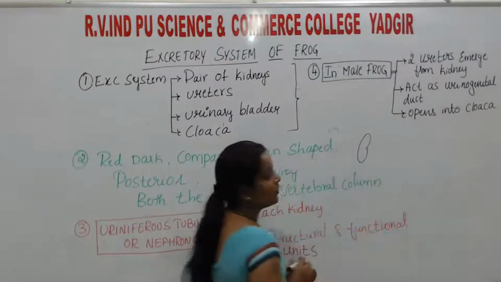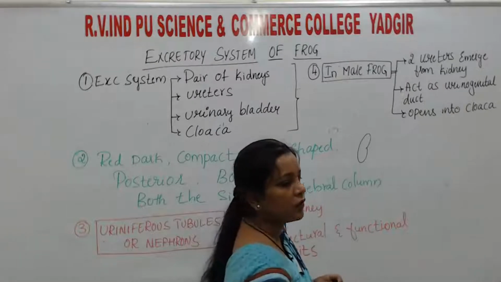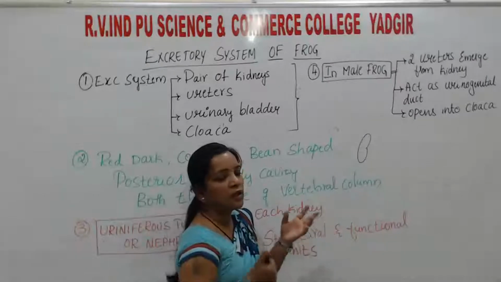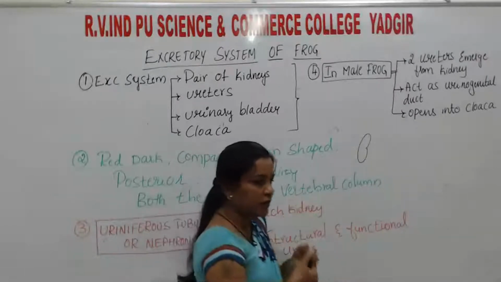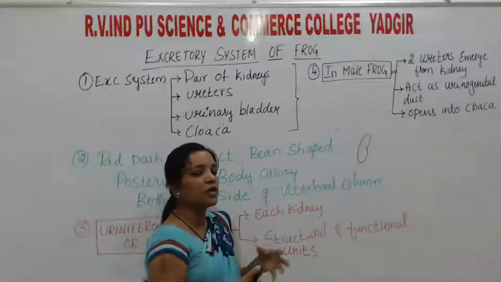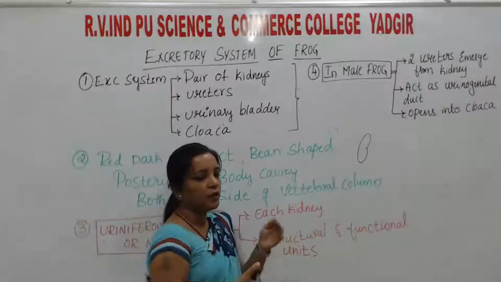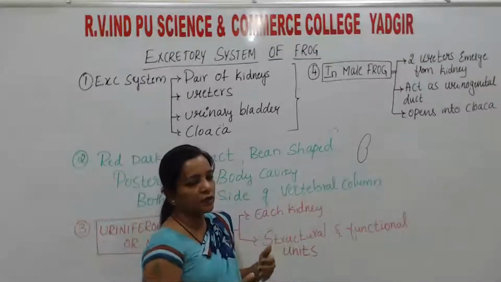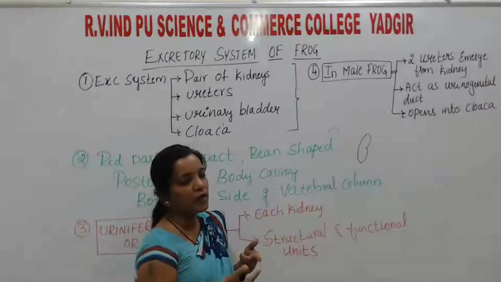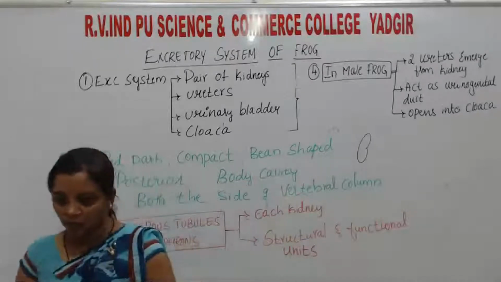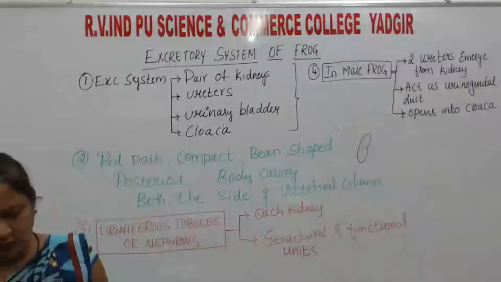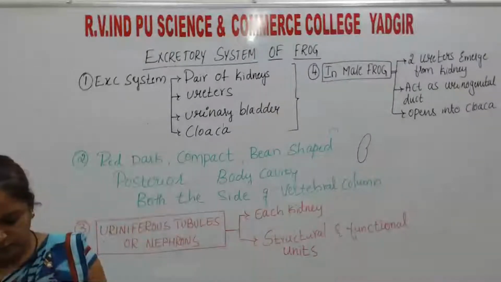Okay, this is in case of male frog. In case of male frog, what happens? Two ureters are emerging from the kidney. Each duct acts as a urinogenital duct. Urine and the gametes both pass through it, as we will come to know later. So both ureters emerging out from the kidney act as a urinogenital duct that opens into the cloaca.